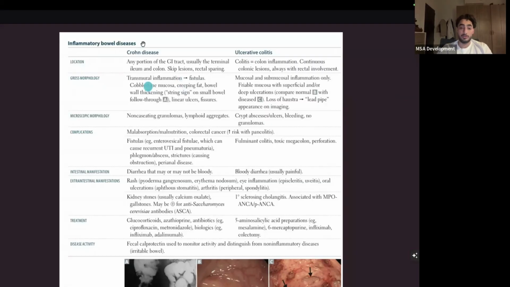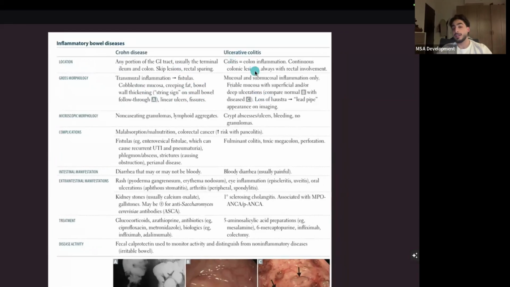Again, transmural inflammation with Crohn disease, and just like I mentioned before with gallstone ileus, when you have transmural inflammation, you could have fistula formation. So that's why Crohn disease is also characterized by fistulas. You can get these gross morphology findings, again secondary to the transmural inflammation: cobblestone mucosa, creeping fat, bowel wall thickening, which is called string sign on small bowel follow through, linear ulcers and fissures. The main things I want you to remember are the creeping fat, cobblestone mucosa, and the fistulas and fissures. Those are the most important ones.